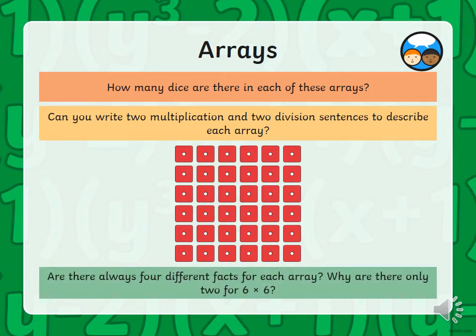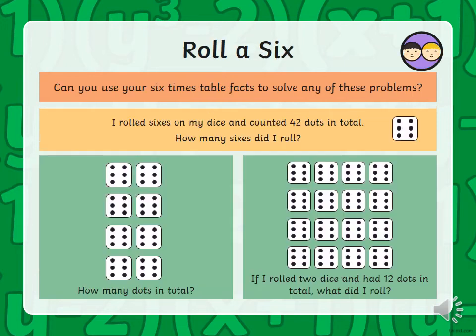Are there always 4 different facts for each array? Why are there only 2 for 6 times 6? Can you use your 6 times table facts to solve any of these problems? I rolled 6s on my dice and counted 42 dots in total. How many 6s did I roll? So something times 6 gives us 42.